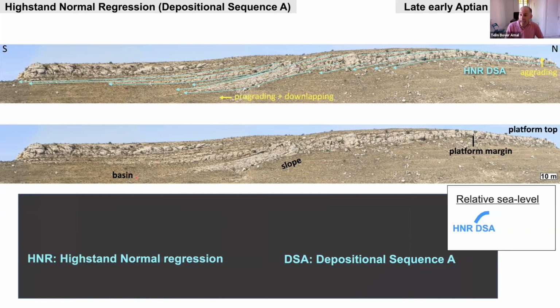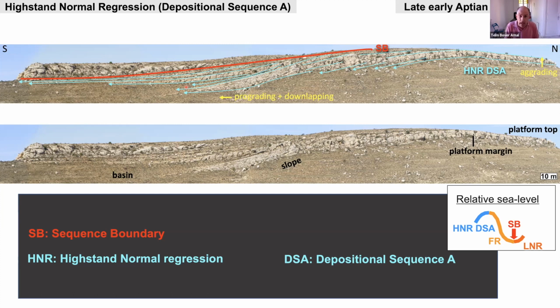And note also how this carbonate platform starts with aggradation with a thick limestone bed and ends with progradation, and how the stratal terminations are in downlap. Therefore, it is a highstand platform, a highstand normal regressive unit of depositional sequence A. Relative sea level fell, and here we are not seeing the forced regression or the lowstand because this is not a dip view. This is an oblique view. So the forced regression and the lowstand are found basinwards in a southwest direction.